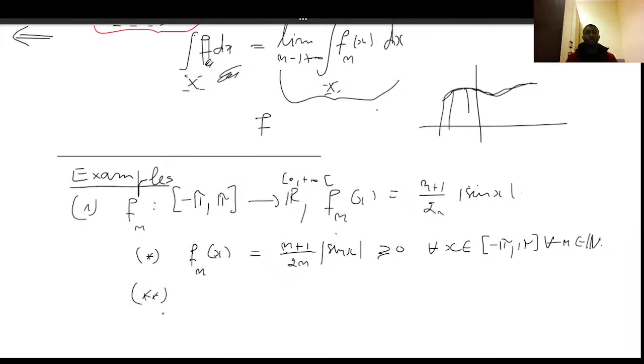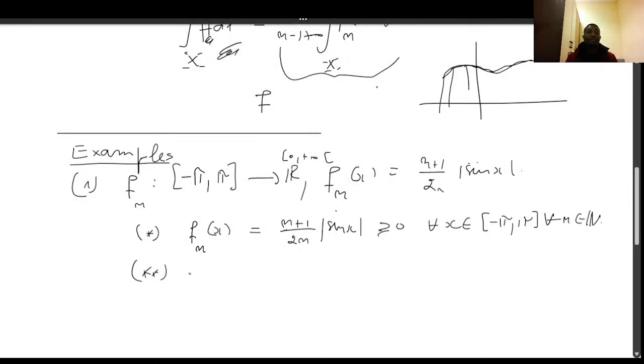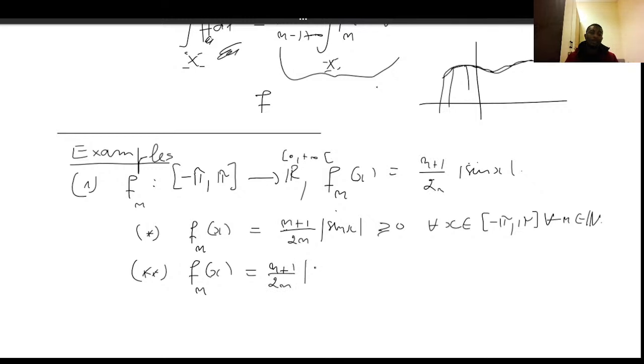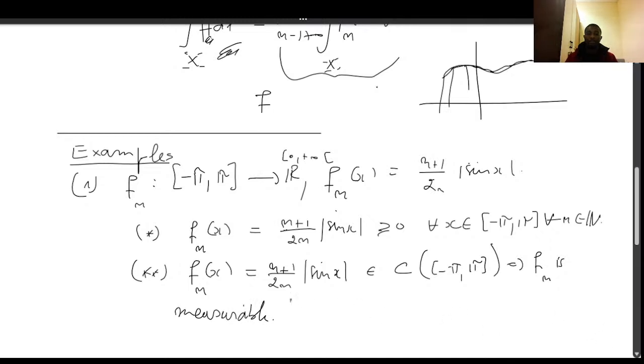We must also check if the functions that we have are measurable. If we take fn of x, we can see that it is a constant that depends on n, multiplied by the absolute value of sine. Sine is a trigonometric function. Trigonometric functions are continuous, and the absolute value is a continuous function. So we have a composition of two continuous functions, which is a continuous function. Multiplying by a scalar that doesn't depend on x, we still have a continuous function on the interval minus pi to pi. So fn is measurable, because any continuous function is measurable. This is for any n in the set of natural numbers.